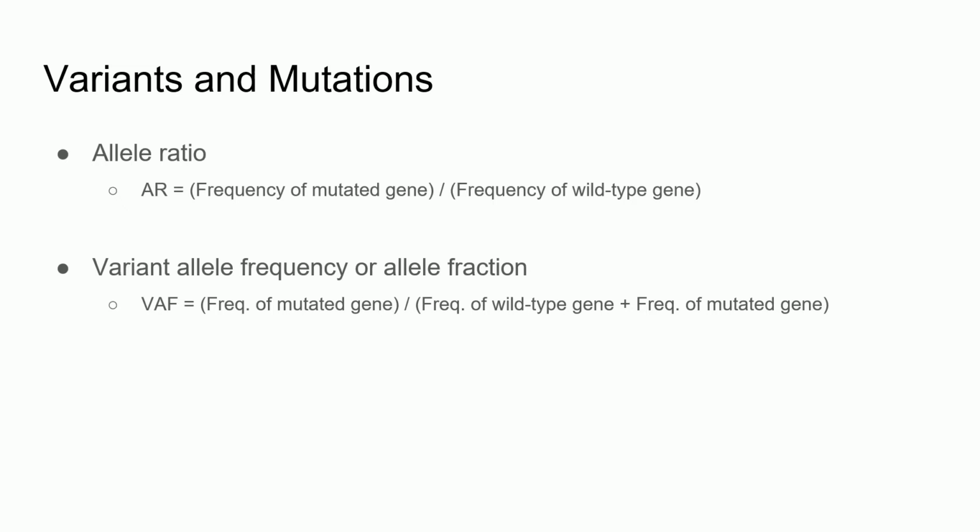An easy way to remember the difference between AR and VAF is that a ratio is one number divided by one number, while a frequency takes into account the entire population or all available possibilities in its denominator. We will discuss these and other examples in further detail when we talk about next-generation sequencing at a later date.